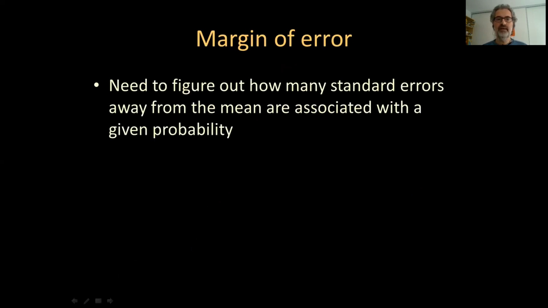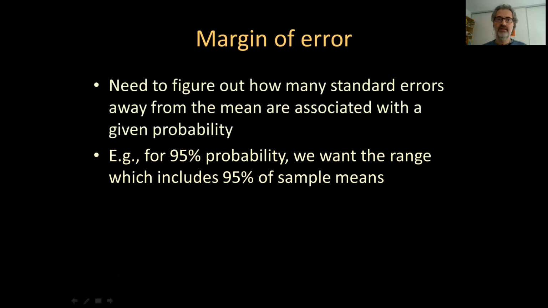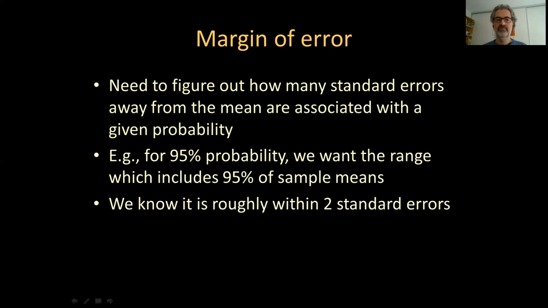What we're trying to get at is a margin of error. What is a margin of error? It is a kind of a distance. How many standard errors away from the mean are associated with a given probability that we're interested in? For 95% probability, we want the range that includes 95% of sample means. That range is the margin of error.